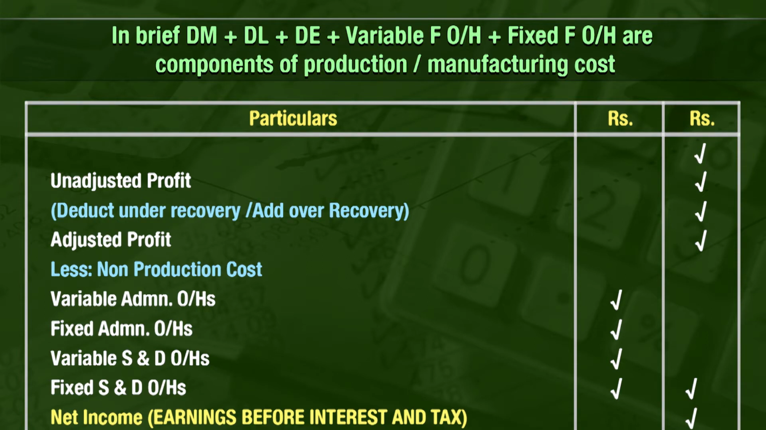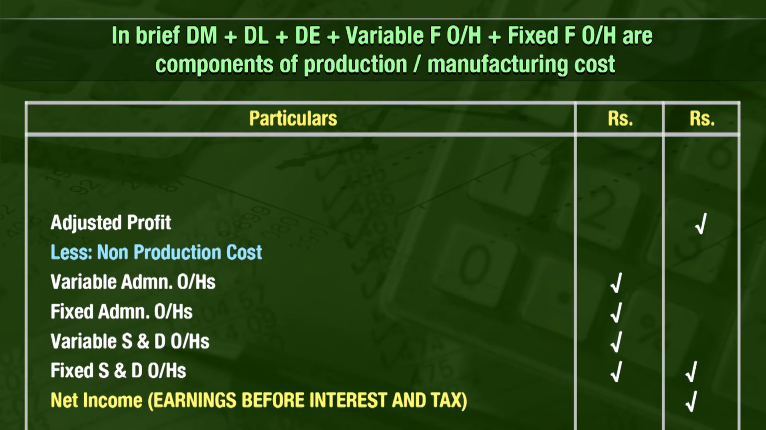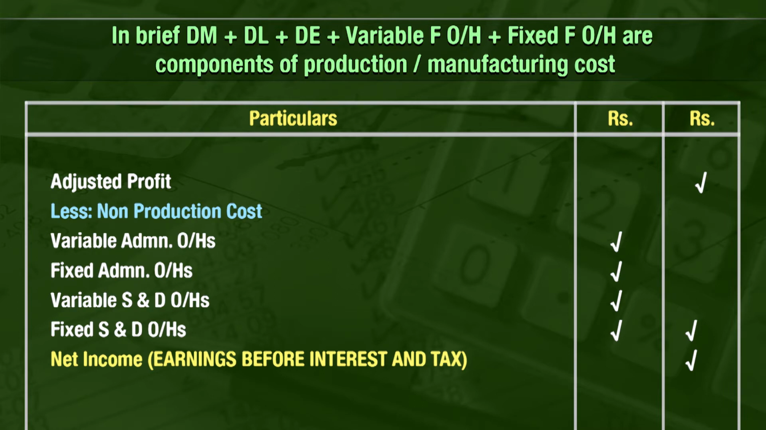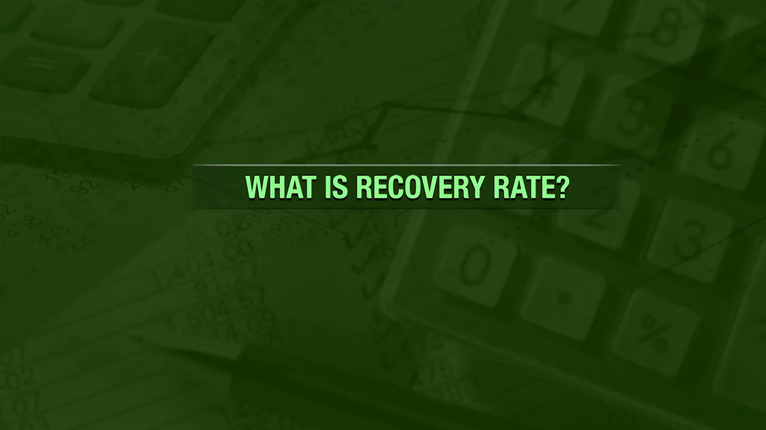Friends, here if you have under recovery, it is to be deducted from unadjusted profit, and if you have over recovery, it is to be added, and then finally you will get adjusted profit. After having adjusted profit, we have to deduct non-production cost. Non-production cost comprises variable administration overhead, fixed administration overheads, variable selling and distribution overheads, and fixed selling and distribution overheads. Get the total of these four costs and deduct it from the adjusted profit. After this deduction, whatever amount arrived at is known as net income, and it is known as earning before interest and tax.